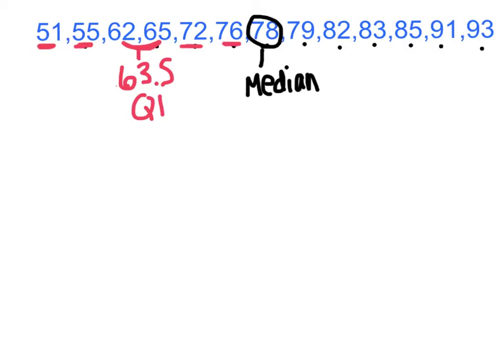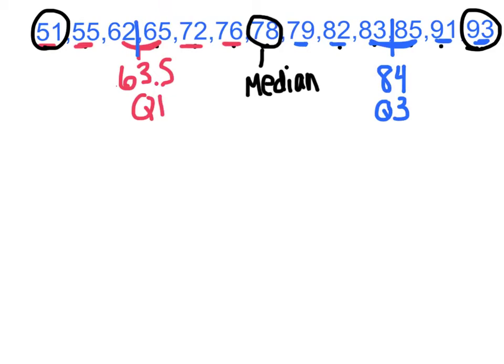Now I'm looking at the upper half to find my median of that upper half, or my third quartile, and I see my lowest, my highest, my lowest, my highest, and again I've got 2 middle numbers, 83 and 85, and what's halfway in between there? That's right, 84. All right, so we've got our third quartile, and then finally the easy ones. There's our lower extreme of 51 and our upper extreme of 93. And now we just need to plot these on our number line.